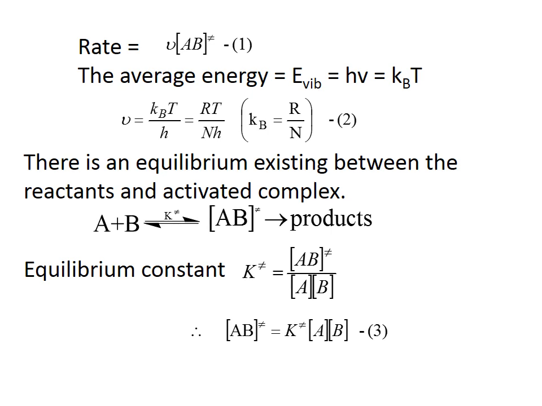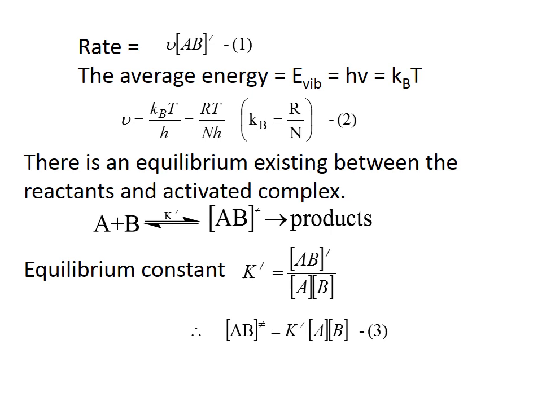The average vibrational energy E will be equal to hν by kT. Therefore, the frequency ν equals kT by h. Here k is the Boltzmann constant, which is replaced using the gas constant: k equals R by N. So the frequency ν equals kT by h, or RT by Nh.